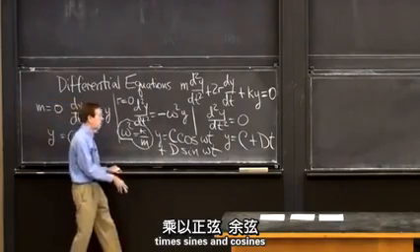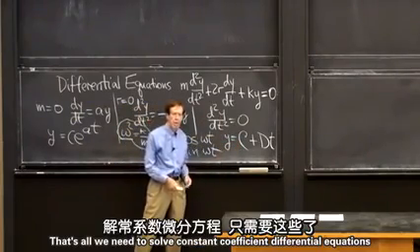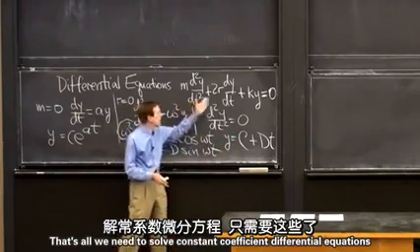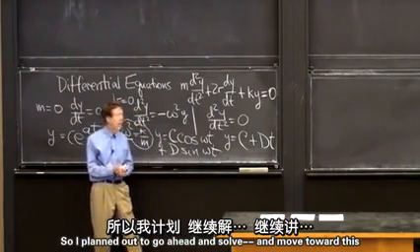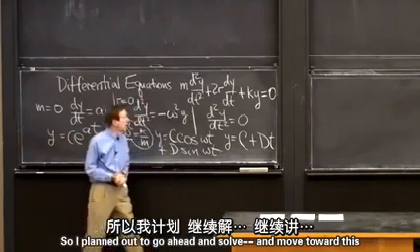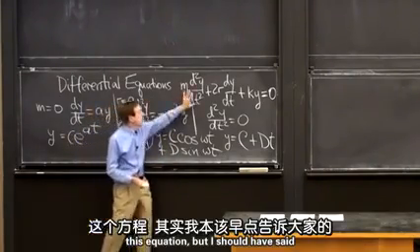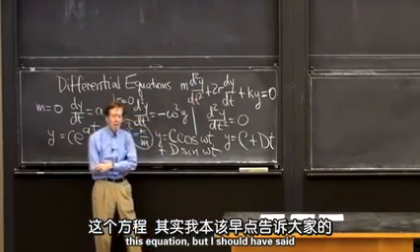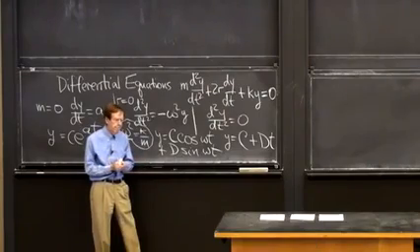Exponentials times sines and cosines times powers of t. That's all we need to solve constant coefficient differential equations. So I plan now to go ahead and solve and move toward this equation. By the way, I should have said that's a fundamental equation of engineering.